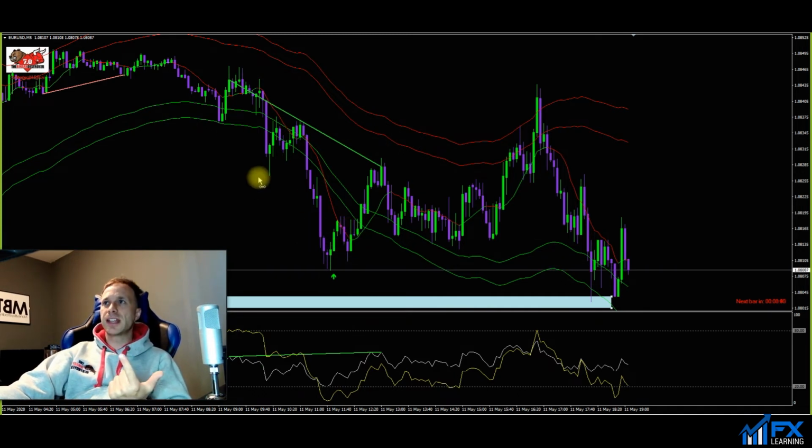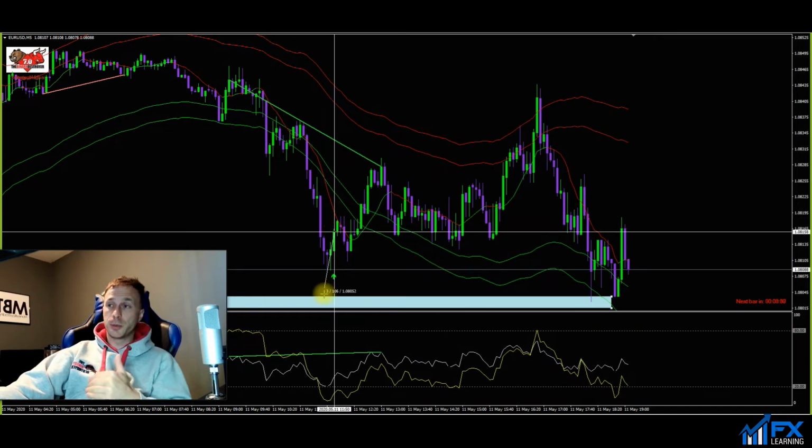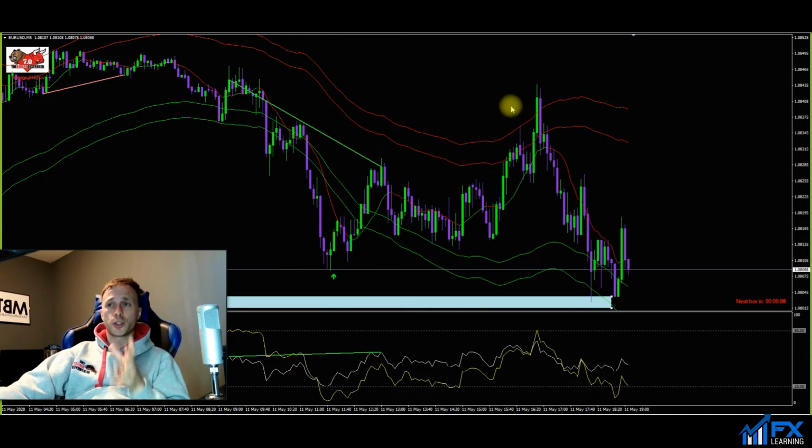How do we take this trade, everyone? Stop loss below the low or below the support line. So let's say a 12 pip stop loss, targeting 12 pips. This trade went to 27 pips, so that is a 1 to 2 risk reward ratio.